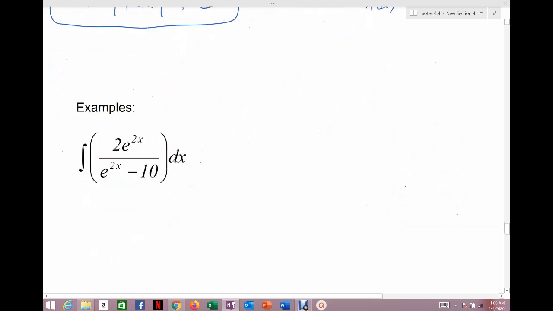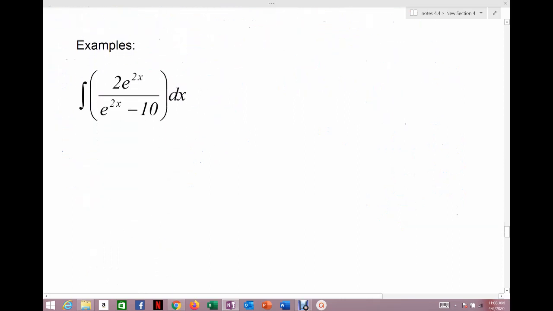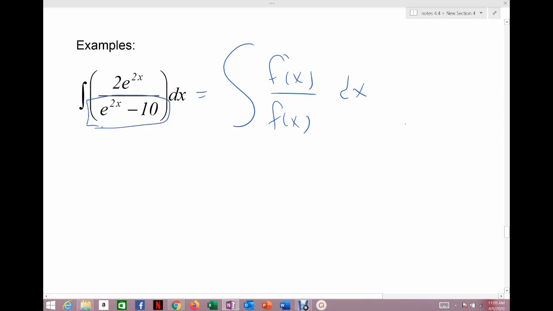Alright, so now we're just going to practice this special rule. Again, the check is: is this the ratio I'm given in that fraction? Does this check? If I take my denominator, the derivative of my denominator, so if f of x is e to the 2x minus 10, if I take its derivative, is that my numerator expression?